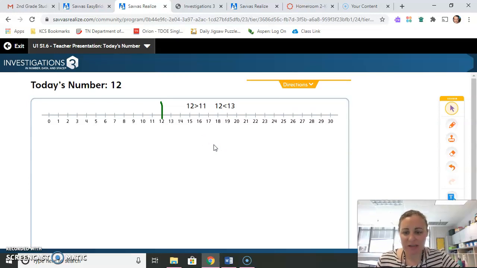So I want you to take a second and let's see if you can come up with some equations that might equal 12. So if you have a piece of paper in front of you, pause me for a second and jot down some equations that you know that might equal 12. And you can use addition, you can use subtraction, and then we'll go over a couple of these together.